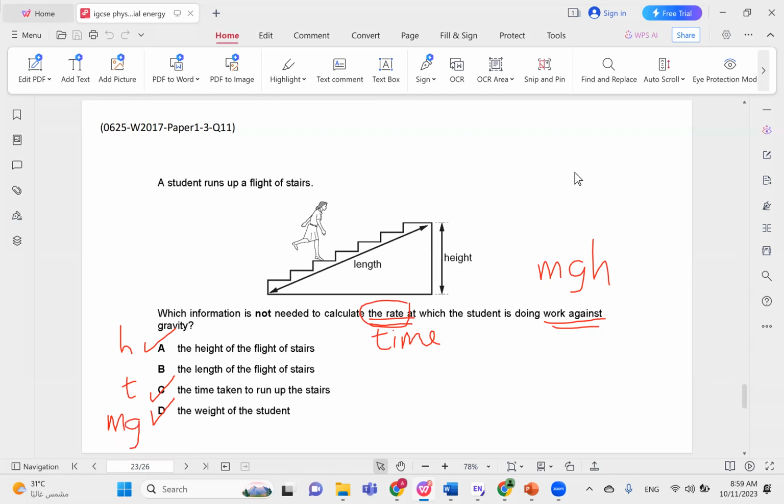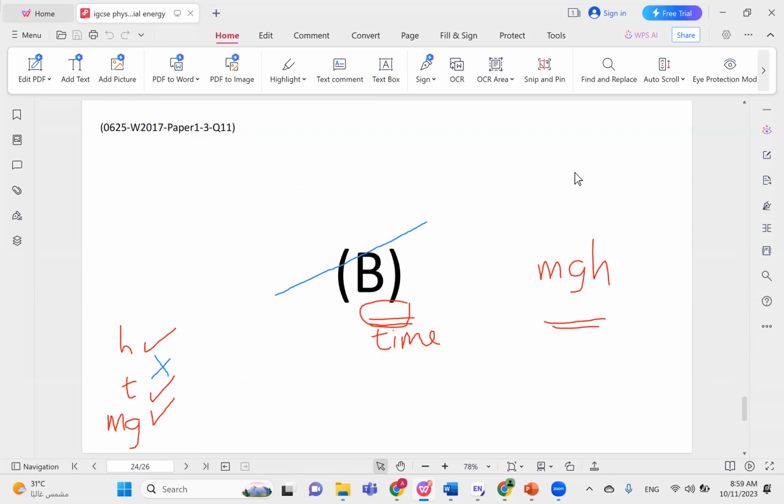What do we not need? We do not need the length of the stairs. We do not care about this value, the diagonal. That doesn't really help us. If we have the height, we don't really need the length. We don't care about the distance as much as we care about the height that the girl gains by climbing the stairs. So the correct choice here is choice B. This is the only piece of information that we do not need.